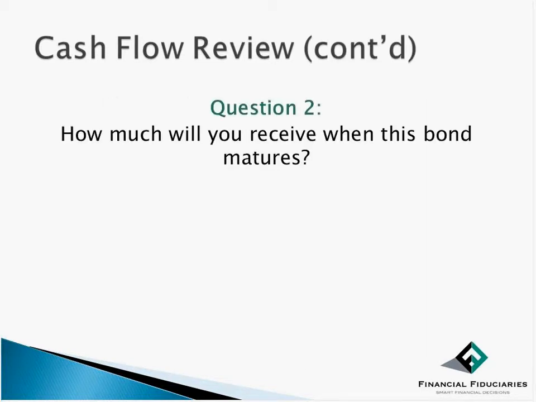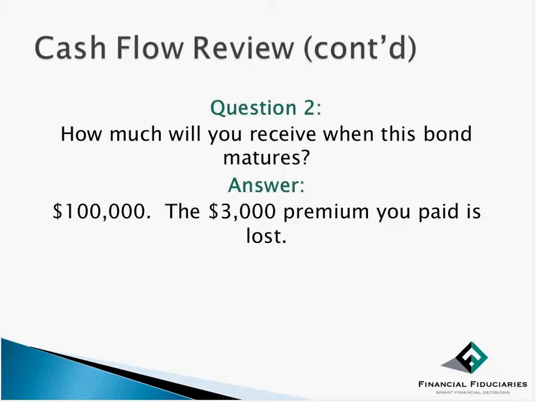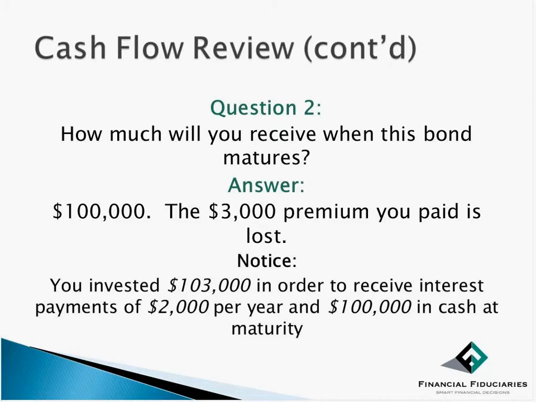How much do you receive when this bond matures? Well, the answer, as we've discussed before, is just $100,000. So you paid $103,000 for it, but you're only going to get $100,000 at maturity. So the $3,000 premium that you paid is lost. So, in summary, you've invested $103,000 in order to receive $2,000 per year in interest, and then $100,000 in cash at maturity.